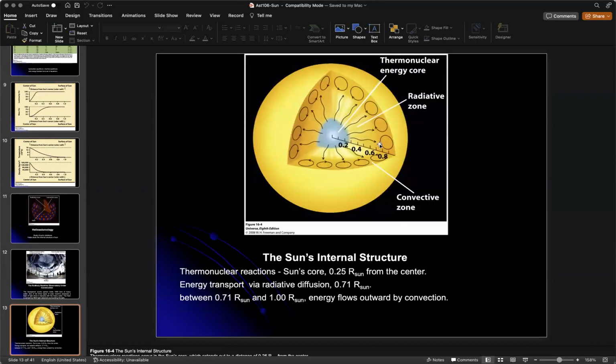Here is a picture that shows that the names radiative zone and convective zone come from how the heat generated in the thermonuclear energy core is transferred to the outside. It is important to note that the thermonuclear energy core and the radiative zone of the sun act like a solid and spin together, whereas the convective zone has differential rotation, meaning it is more like a fluid, and different parts of it rotate at different rates.